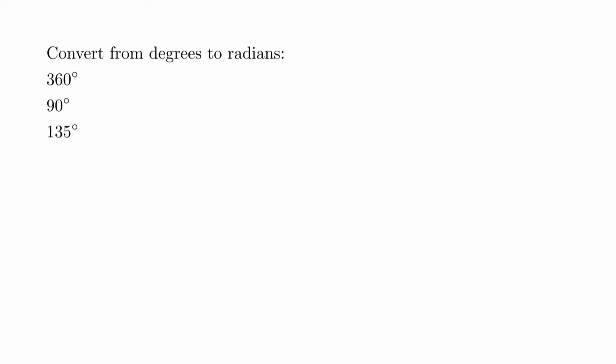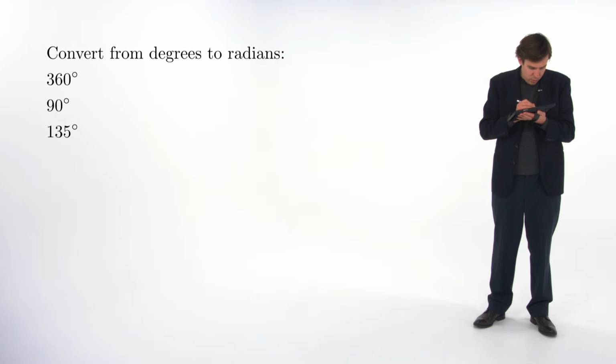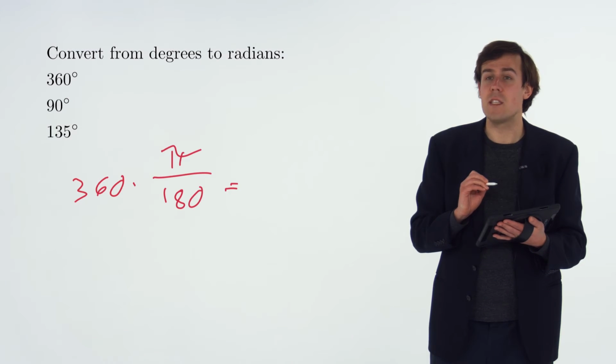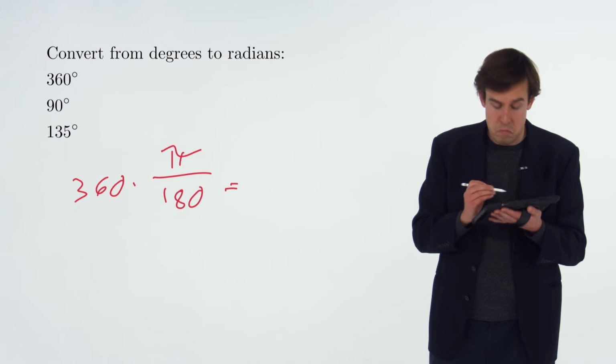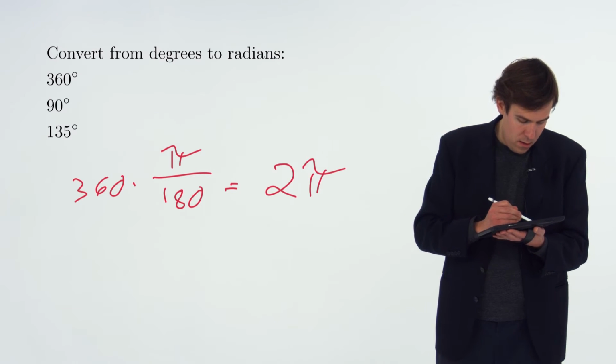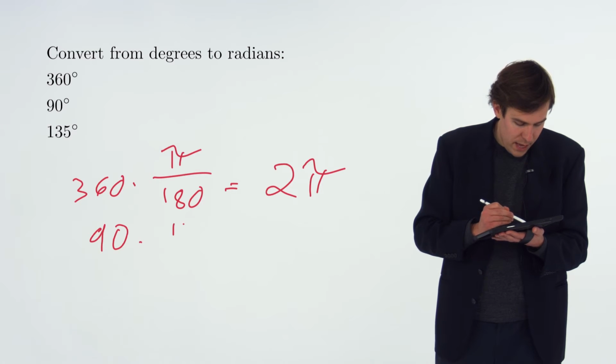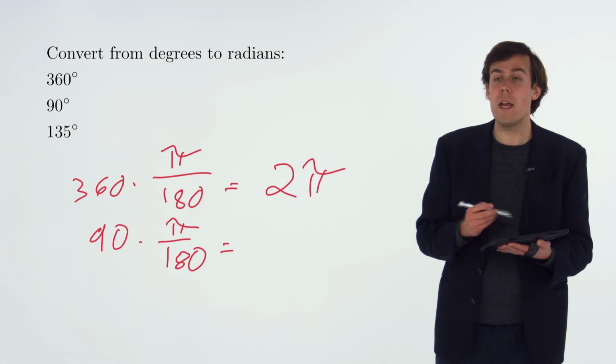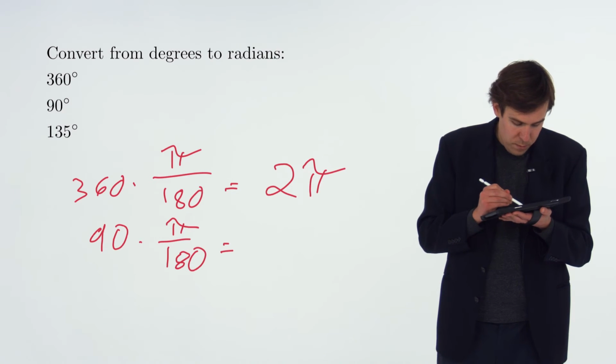So let's just have a quick exercise. Let's convert all of these degree measurements to radians by multiplying by pi over 180. So 360 times pi over 180. What is 360 over 180? 2. So this is 2 pi. How about 90 degrees? What does that convert to? Well, what's 90 over 180? 1/2. So this is pi over 2.